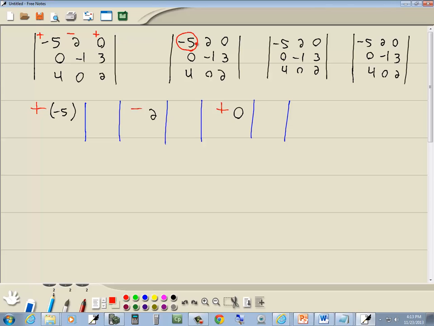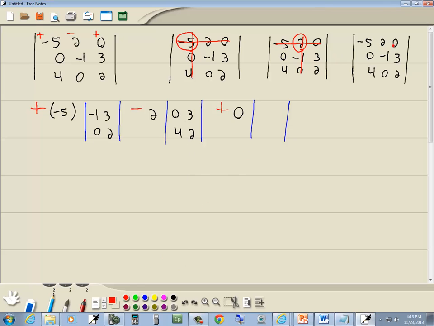Well, I'm going to circle a -5, and I cross out the row and column it's in. So I cross out that row, cross out that column. What isn't crossed out is what goes right here. So this will be a -1, 3, 0, 2. Our next number, the 2. I cross out the row and column it's in. What isn't crossed out is what goes in this determinant, which would be 0, 3, 4, 2.